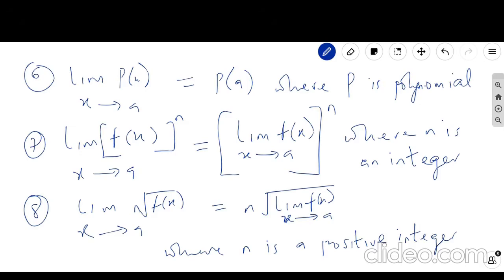So these are the basic 8 properties of limits that we need to take very seriously before we start solving questions.